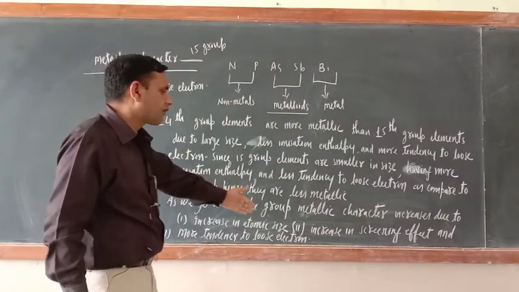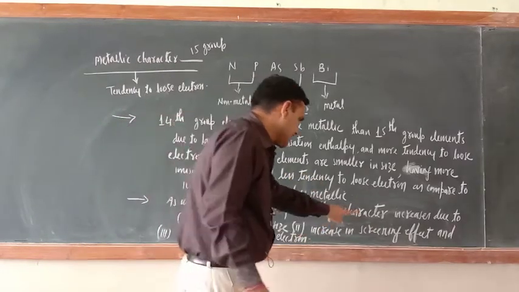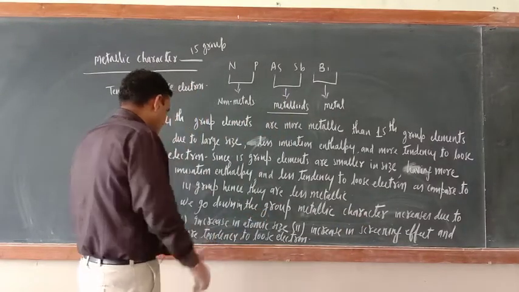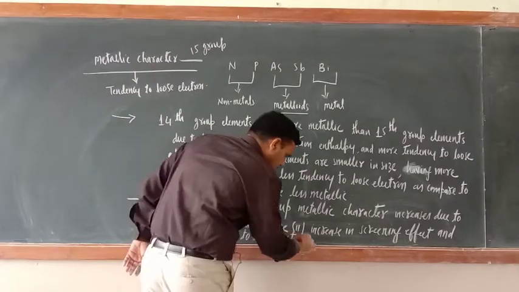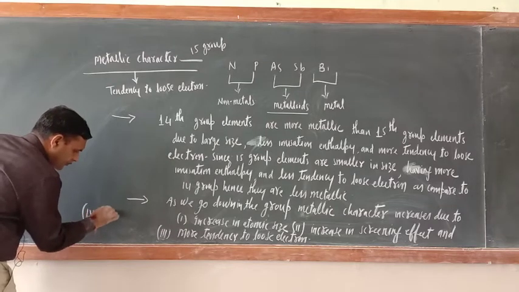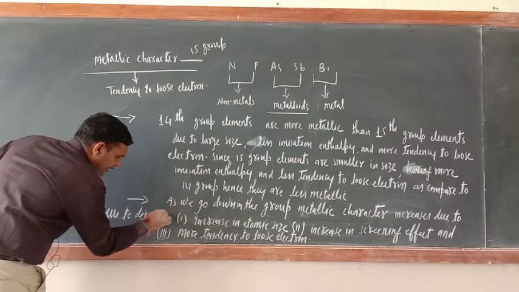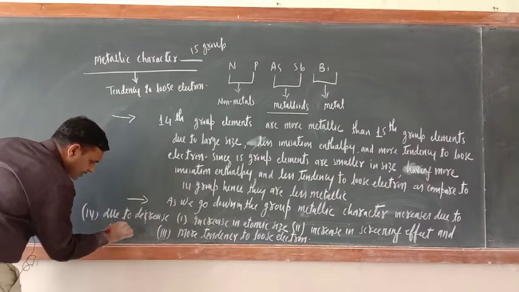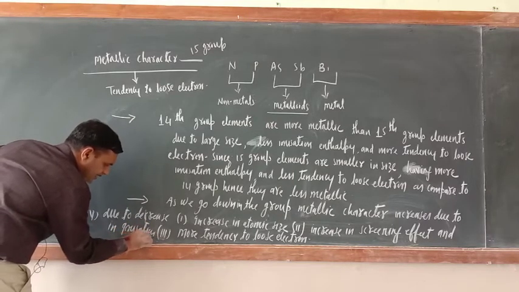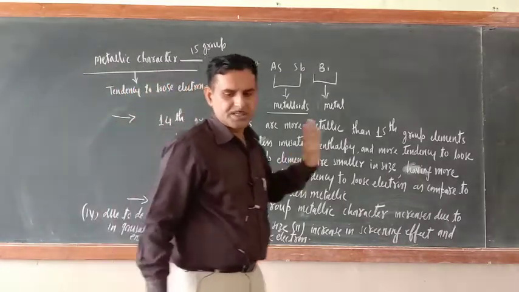As we go down the group, metallic character increases due to increase in atomic size, increase in the screening effect, and more tendency to lose electrons. Here the fourth one you can write. I am writing this one. Fourth, due to decrease in ionization enthalpy, decrease in ionization energy. Because of these reasons, metallic character increases down the group. So this is also completed.